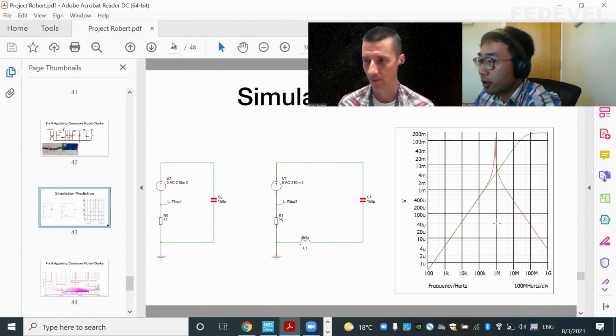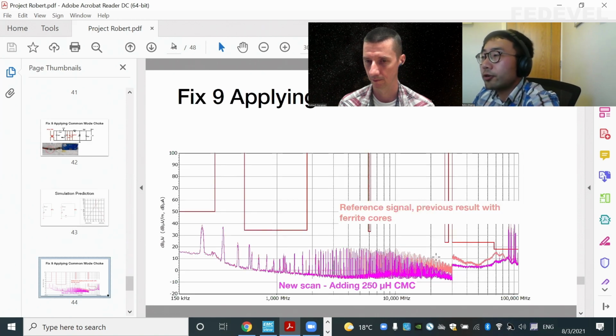And with good confidence in the value we selected, we can see the difference. With the ferrite cores we tested previously, we were already below the limit. But look, with a 250 microhenry common mode choke, it's improved a lot. From 10 megahertz, we have another 10 dB reduction, and from 30 megahertz, we are below the limit by more than 20 dB. So that's a very good margin for your design.